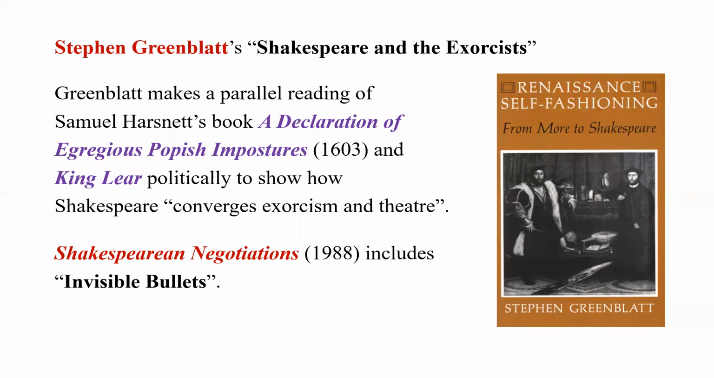So Samuel Harsnett, 1603, and 1600s King Lear. Fine. And a famous book when it comes to new historicism, Renaissance Self-Fashioning from Thomas More to Shakespeare by Stephen Greenblatt. So whenever you think of new historicism, you have to think of Stephen Greenblatt, major critic. His another book, Shakespearean Negotiations, which includes another famous work, Invisible Bullets. Maybe you can go and check out Invisible Bullets and what it contains.